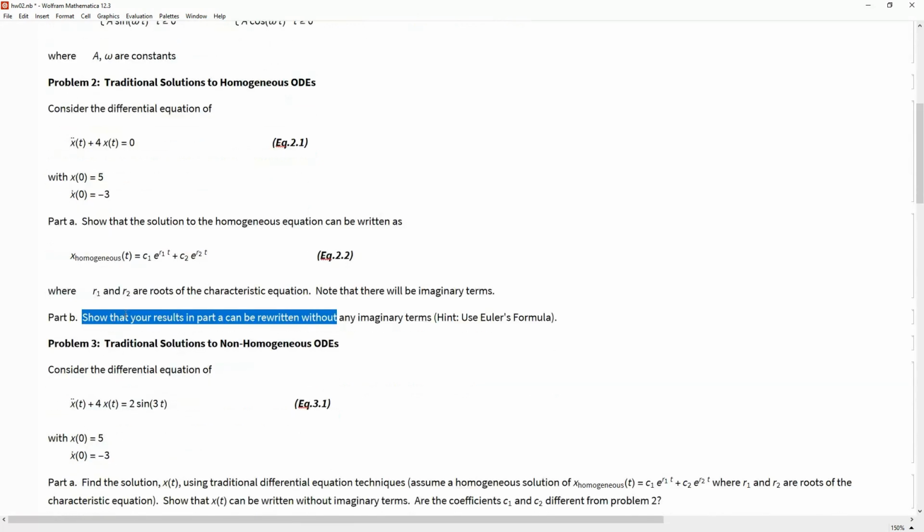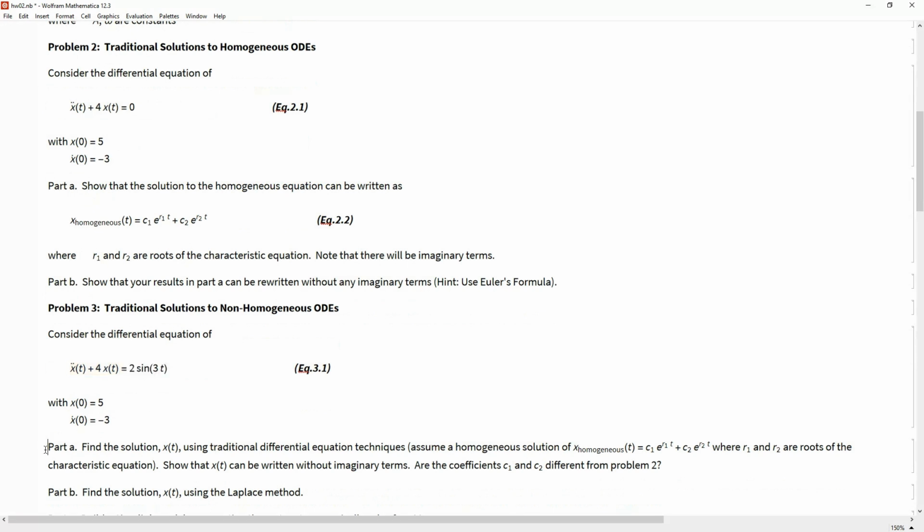Problem three is very similar. It looks like the same differential equation as problem two, except now we're going to introduce a forcing function on the right-hand side. You can almost think of this as a system which has an input of 2 sine of 3t. That's the physical representation of what this means. On part A, we're going to have to wait until we discuss traditional differential equation techniques to solve this problem next week.